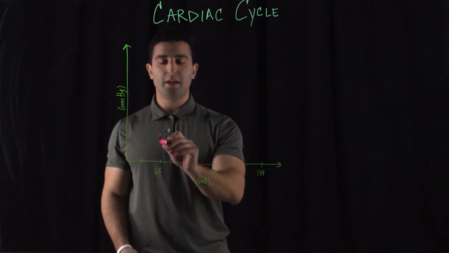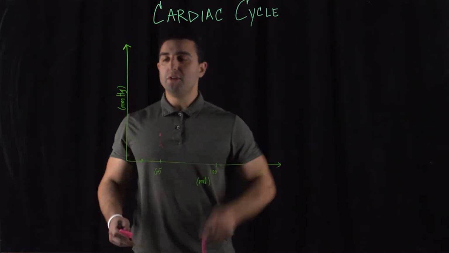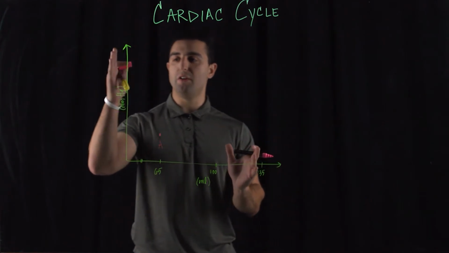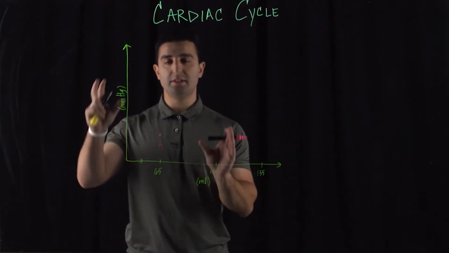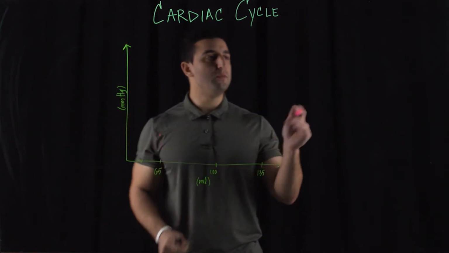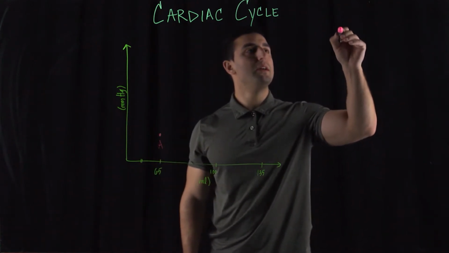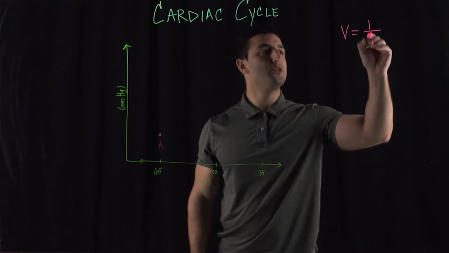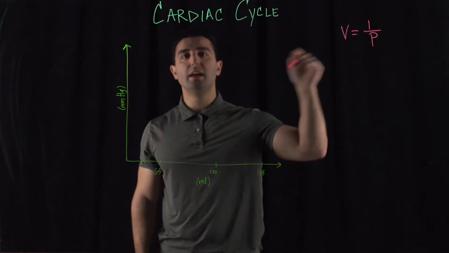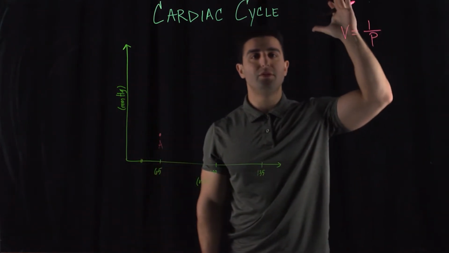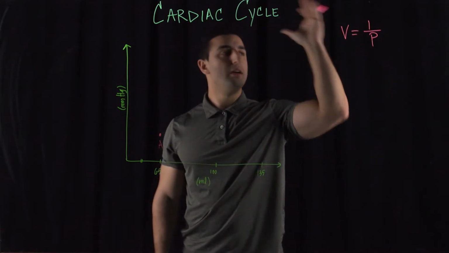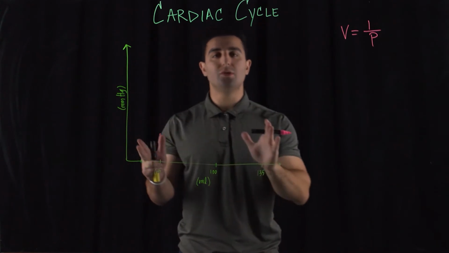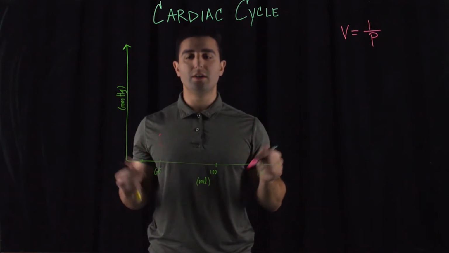We call this point A, right? If you can notice from this graph, first of all, I am showing you a comparison of pressure versus volume. If you remember a little bit from chemistry, you remember that volume is inversely proportional to pressure. What does that mean, inversely? As pressure increases, what happens to volume? As pressure increases, volume goes down, right? And you're gonna see this correlation here during the cardiac cycle.